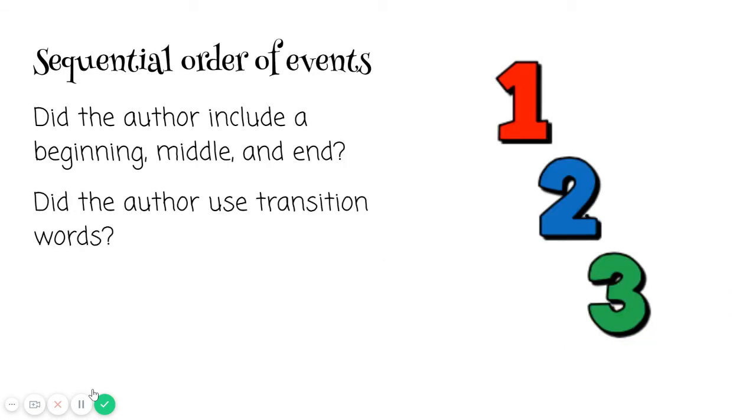Next, we need a sequential order of events. Sequential means that you're telling the events in the order that they happened. So did the author include a beginning, middle, and end? Did the author use transition words? Some transition words we're really used to are first, next, then, and last. Other story transition words include after, next, then, etc.